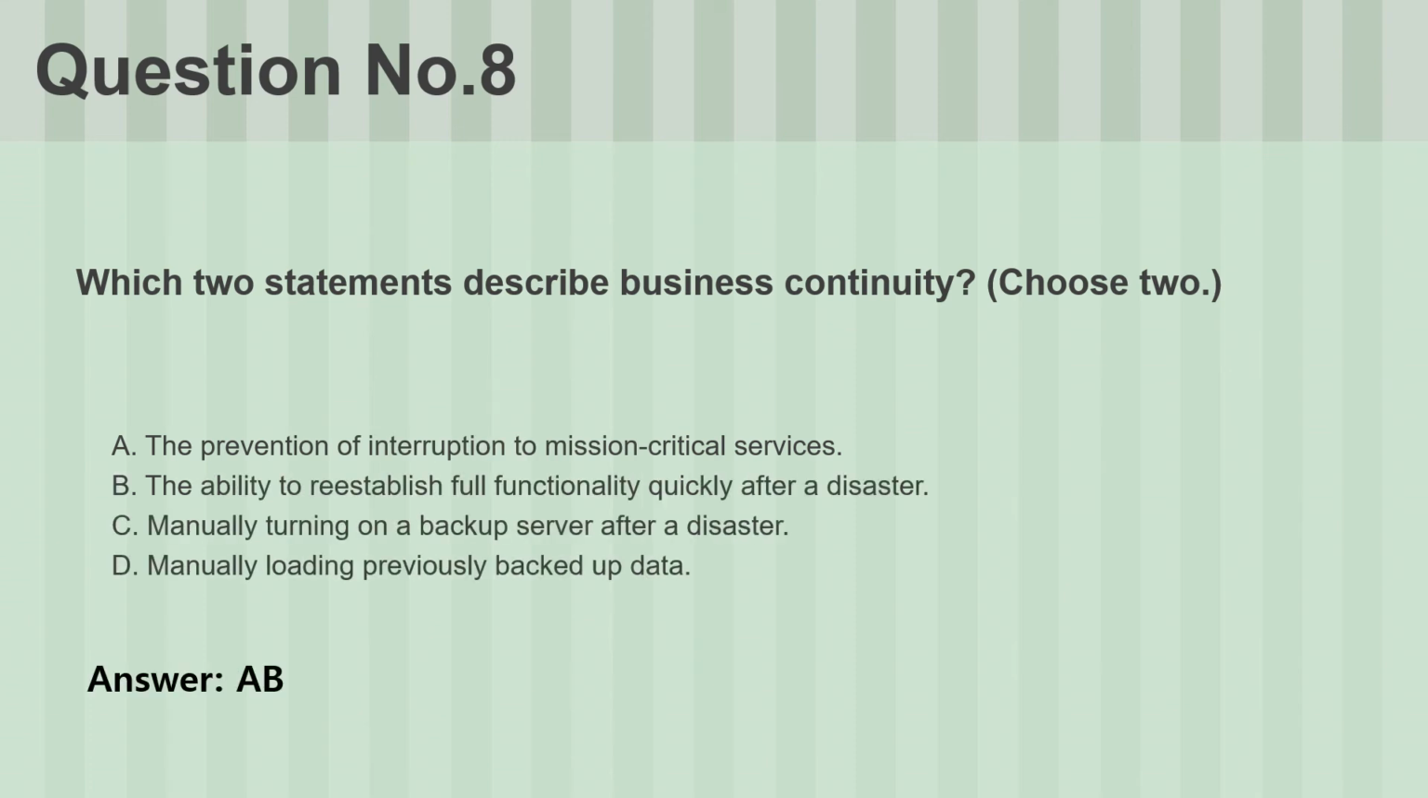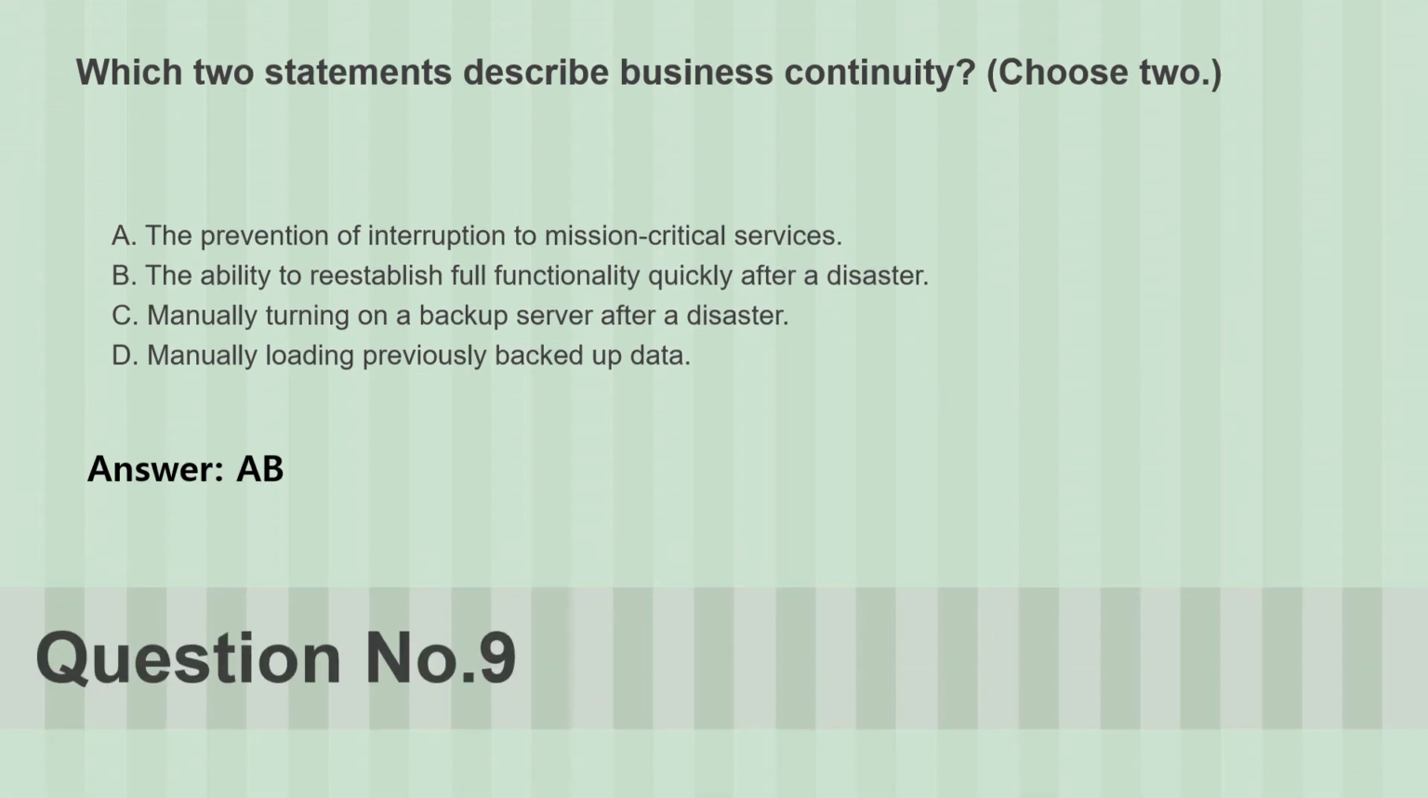Question number 8. Which two statements describe business continuity? Choose 2. A. The prevention of interruption to mission-critical services. B. The ability to re-establish full functionality quickly after a disaster. C. Manually turning on a backup server after a disaster. D. Manually loading previously backed up data. Answer: A, B.